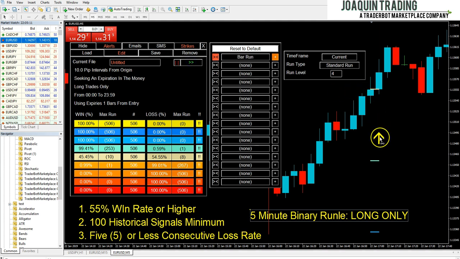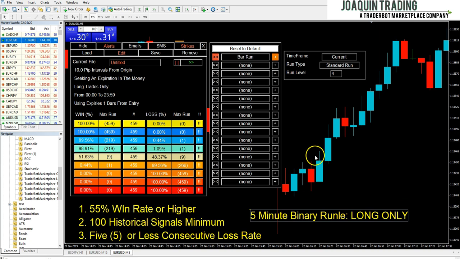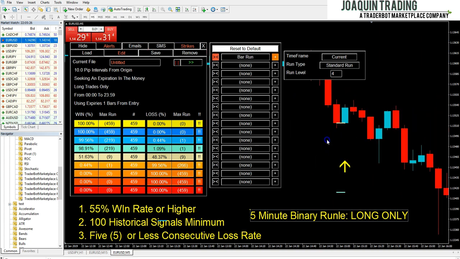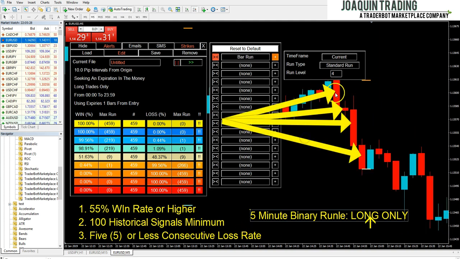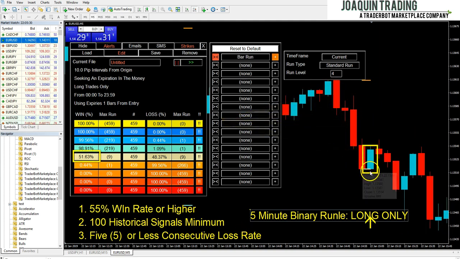Now this arrow is going to disappear. Watch. It's not going to paint a down arrow because we reversed it. That's because we're long only, remember. Now it's only going to look for 4 down bars. So let's go find 4 down bars. There we go. 1, 2, 3, 4, 4 down bars. And the very next bar closed up. And it does it 51% of the time over 459 signals.